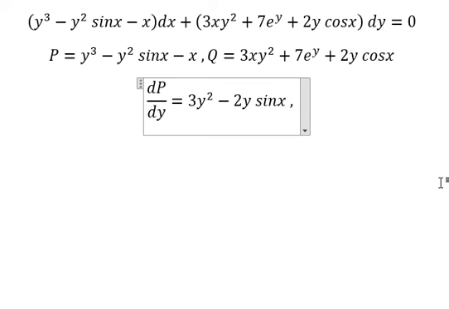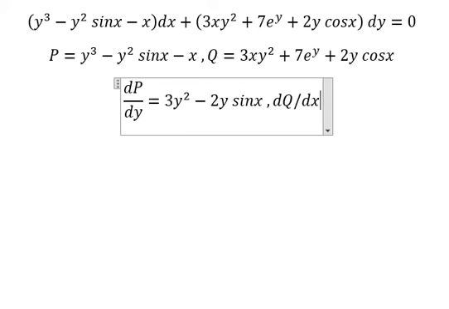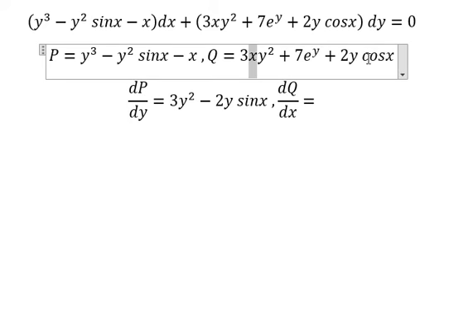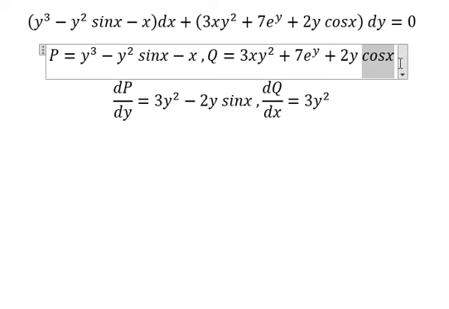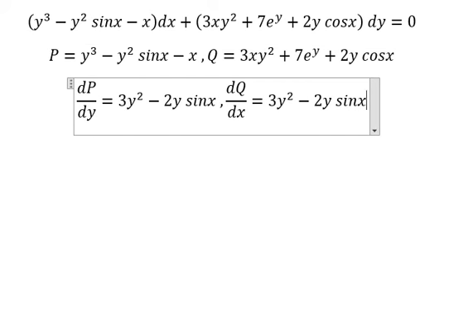We have dy, so we need to find first the derivative of q with respect to x. So we have x and cosine x in here. So first the derivative of x, we have number 1, so we have 3y squared. First the derivative of cosine x, we have negative sine x, so we have negative 2y sine x. And we see that this one is same with this one, so they are exact.